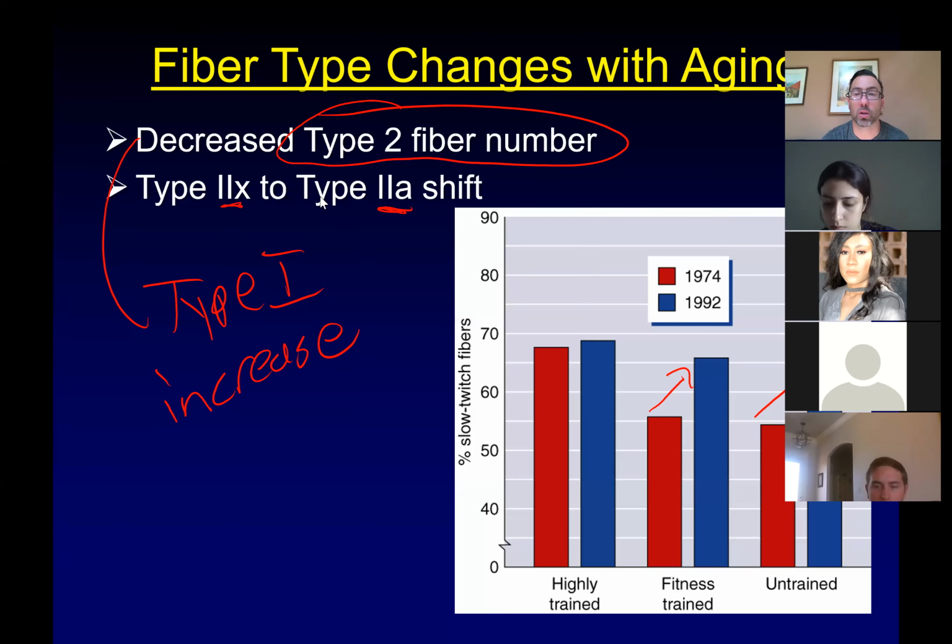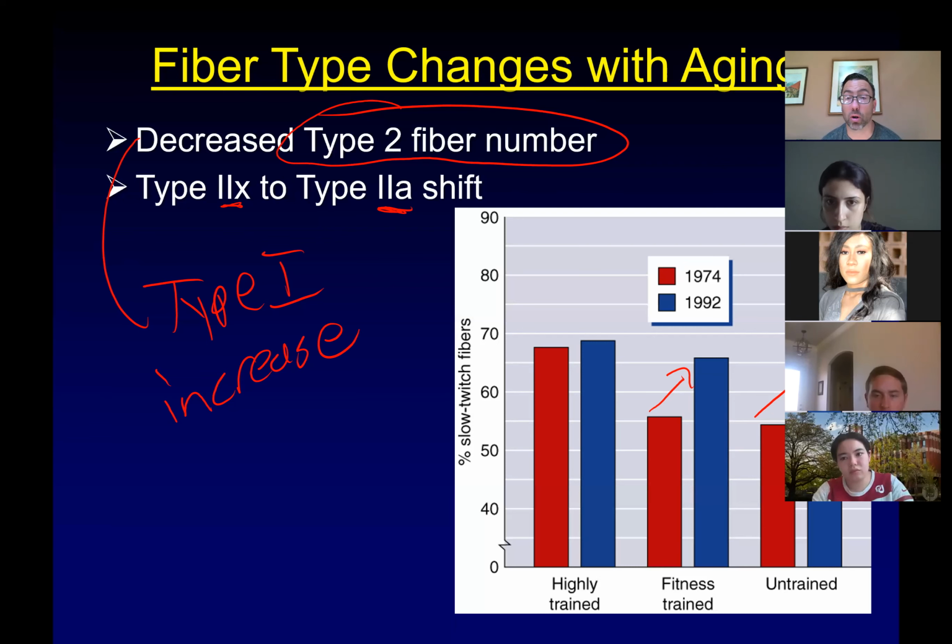And as you accumulate those, your motor neurons in your spinal cord will die. And for whatever reason, it seems like the motor neurons that connect to type 2 fibers are more susceptible to neurotoxins and death than those that go to type 1s.